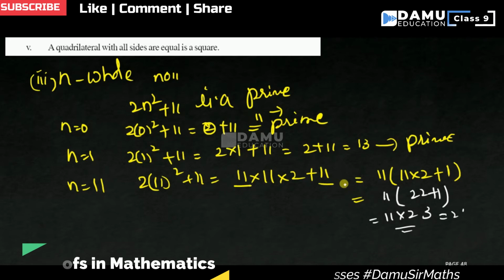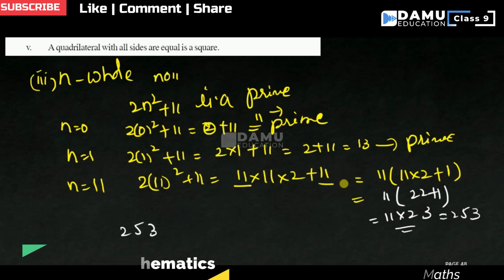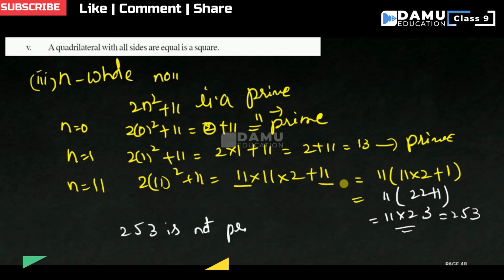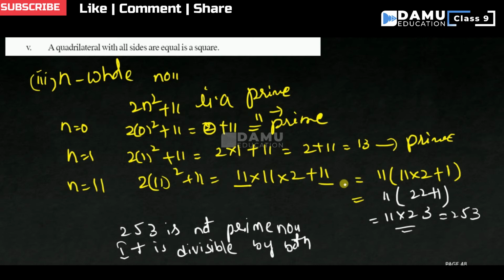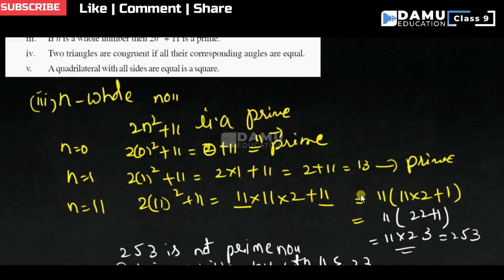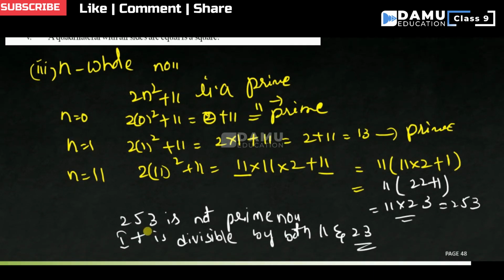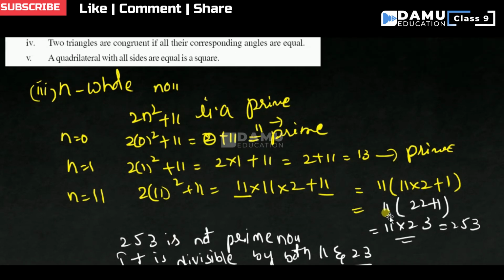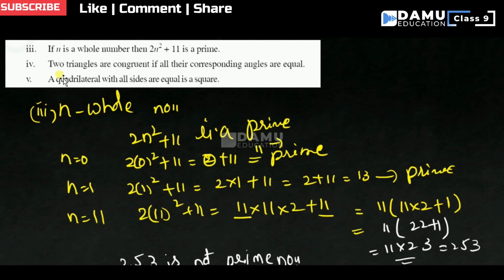So 253 is not a prime number. Why? Because it is divisible by both 11 and 23. Prime numbers are those which are only divisible by the number 1 and itself. But here 253 is divisible by both, so we can write it in the form of factors, that is 11 into 23. So in this case, n is a whole number, and 2n square plus 11 is not always prime.